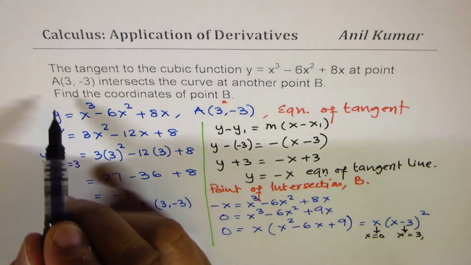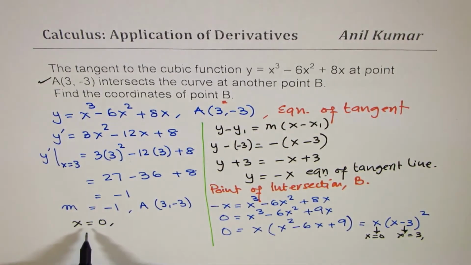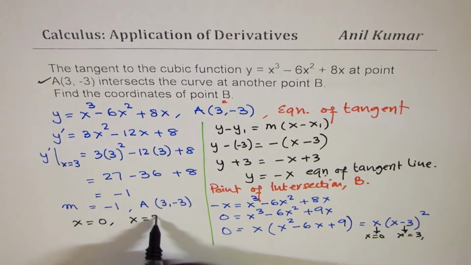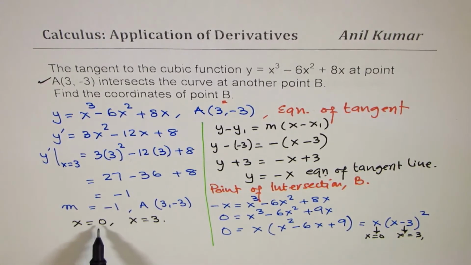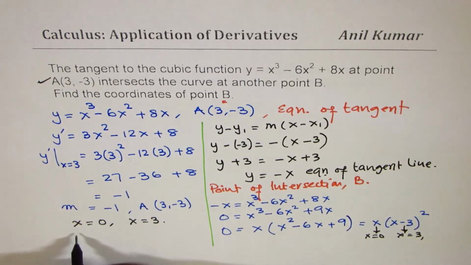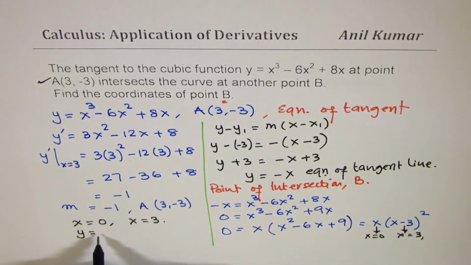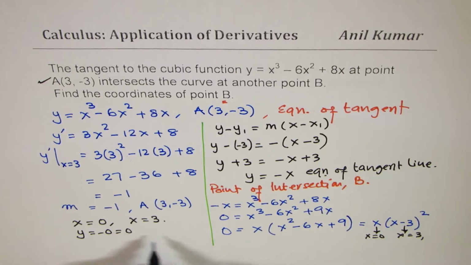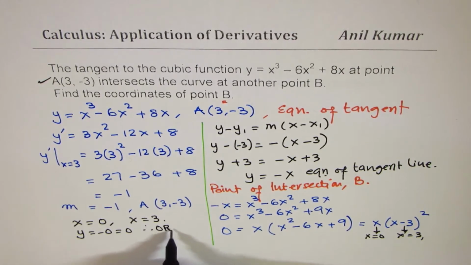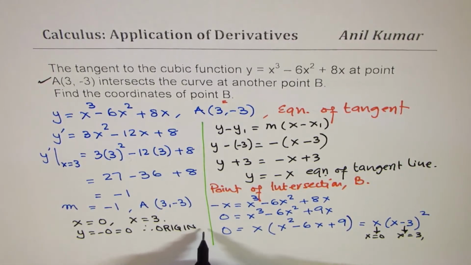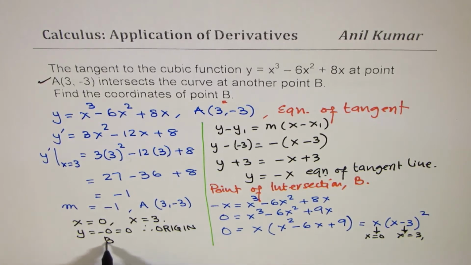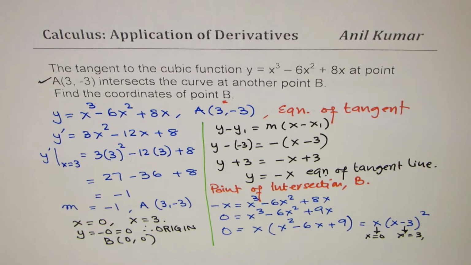So 3 is already taken care of, point A. So the other point is x equals 0, right? So if I write x equals 0 here, what do I get? y equals minus 0, which is 0. Therefore, the origin is B, right? So B is (0, 0). So that is how you could actually solve this.